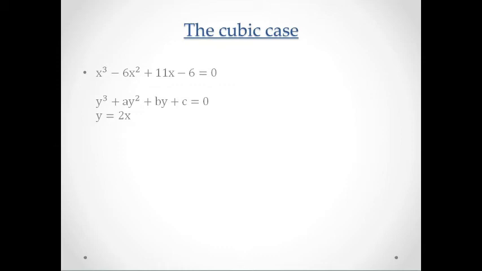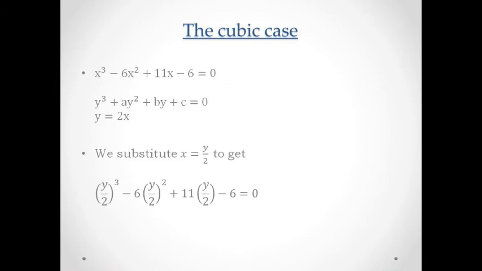And we can do that simply by using x equal to y by 2 in the given equation to get y by 2 cubed minus 6 times y by 2 squared plus 11 times y by 2 minus 6 equal to 0. This is the equation we got from the original equation by simply substituting x equal to y by 2, right?